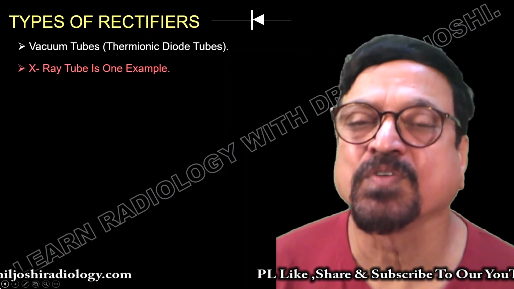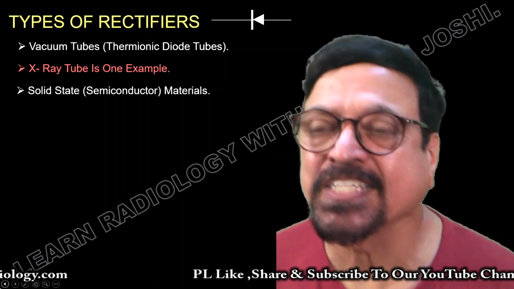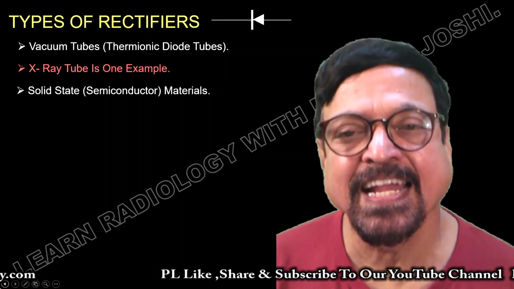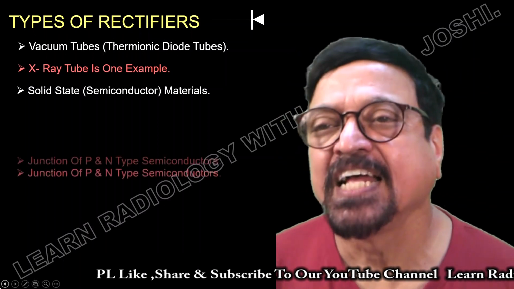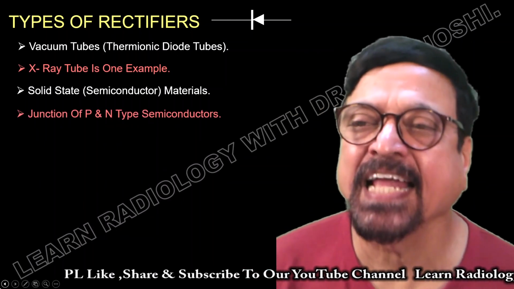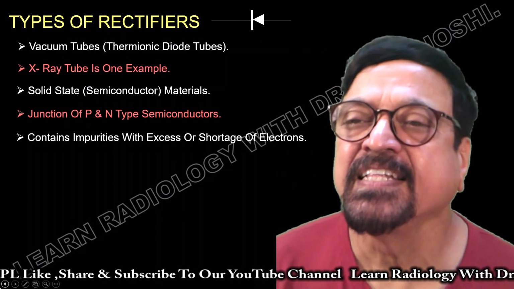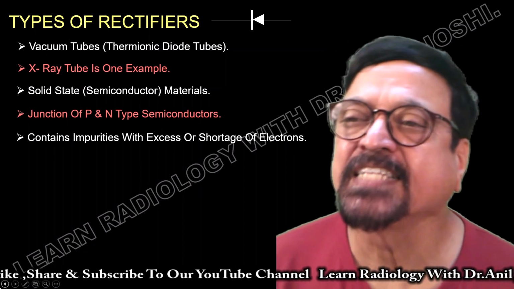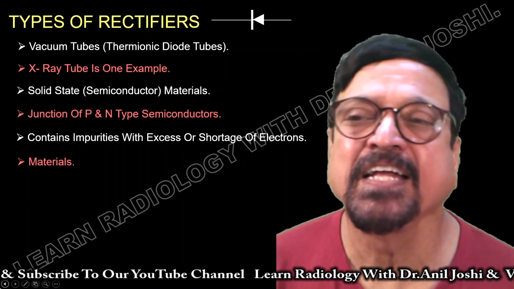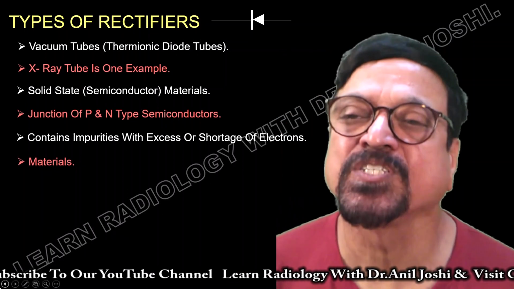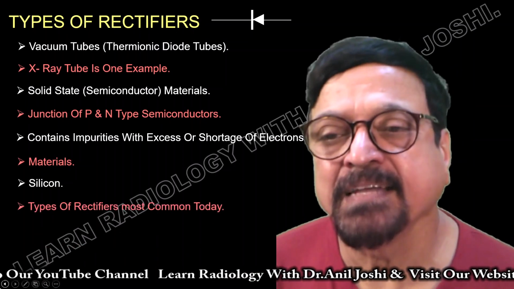Now the X-ray tube is one example which is useful but not efficient. Solid state semiconductor materials are ideal. They can be full wave or half wave rectifiers. Now a junction of P and N, that is positive and negative type semiconductors, can be used. These contain impurities with an excess or shortage of electrons. So whatever their impurities, they will not be adequate to supply the electrons. So the material is also important. Silicon is the best material.